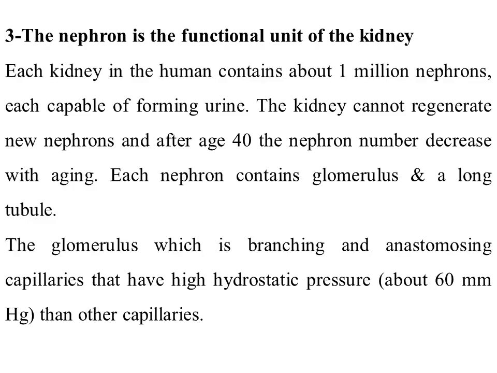Now, the nephron is a functional unit of the kidney. What is the nephron? Each kidney in the human contains about 1 million nephrons. يعني كل كلية تحتوي على 1 million of the nephron. Each nephron is capable of forming urine. It has the ability to form urine.